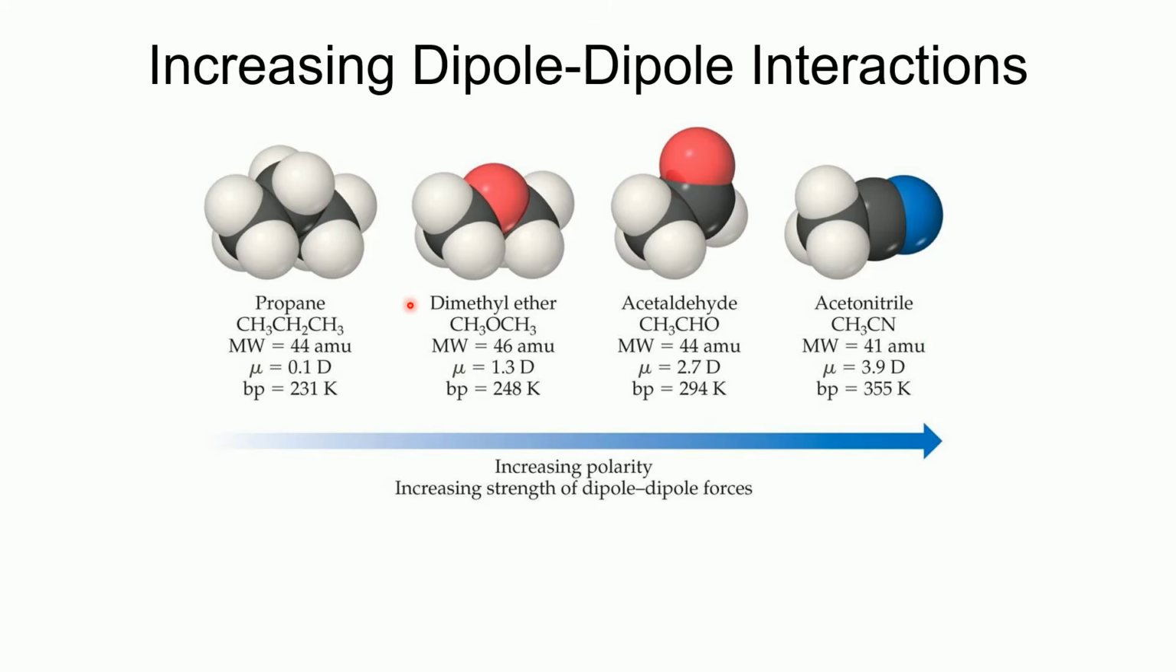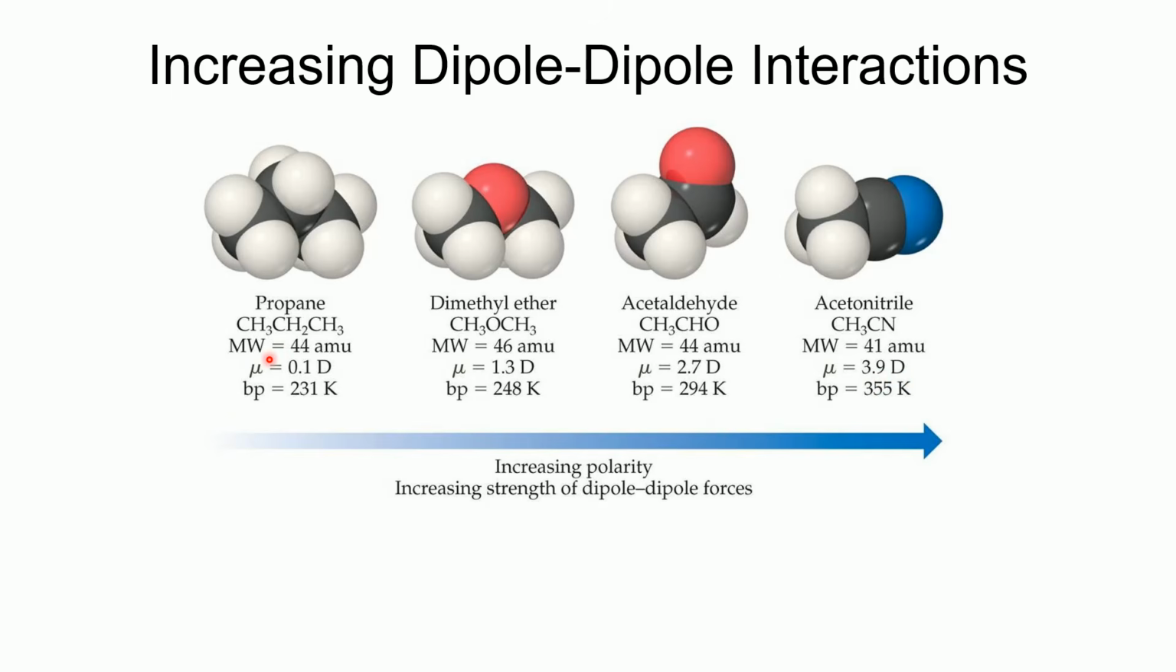And the difference is the strength of the dipole-dipole interaction. And that strength of the dipole-dipole interaction, so here we've got the dipole moment of the molecule, 0.1, which is very, very nonpolar. Dimethyl ether here at 1.3, acetaldehyde at 2.7, and acetonitrile at 3.9.